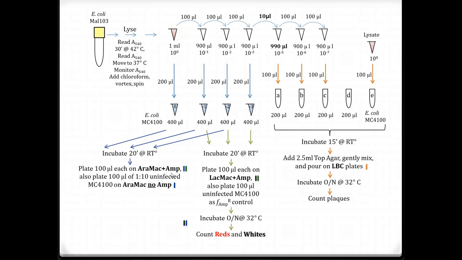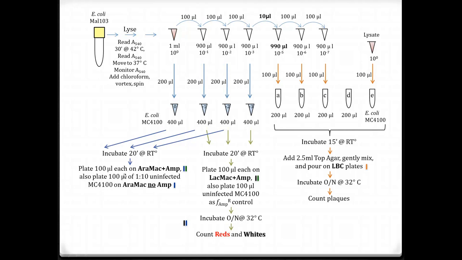So the Aramac amp plates have a blue stripe and a green stripe. And so the LACMAC amp and the Aramac amp, the difference is the sugar, right? So LACMAC amp, the colonies turn red because of the lactose. Aramac amp, the colonies turn red because of the arabinose.